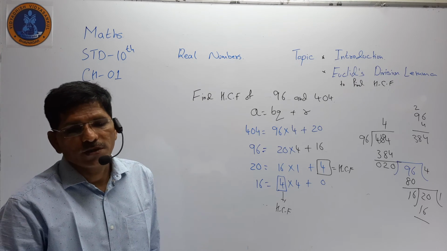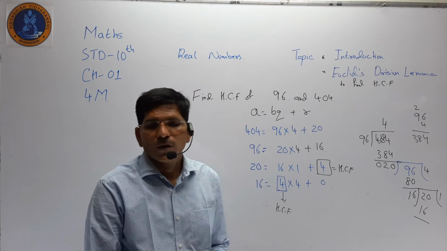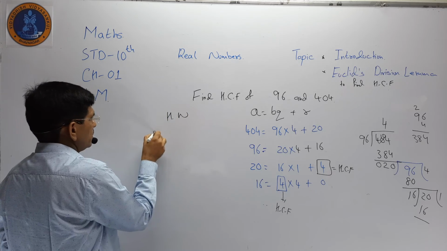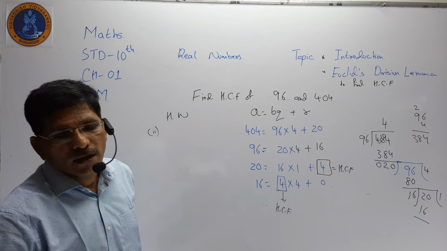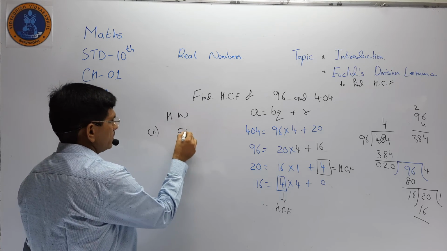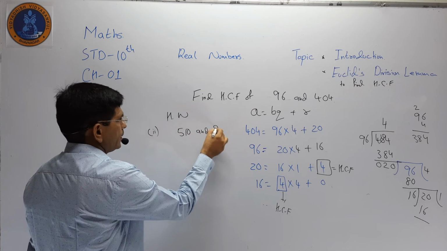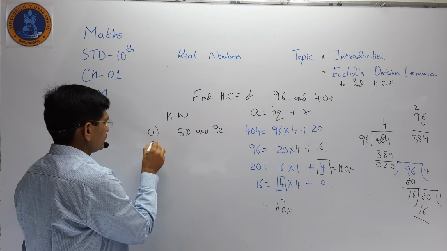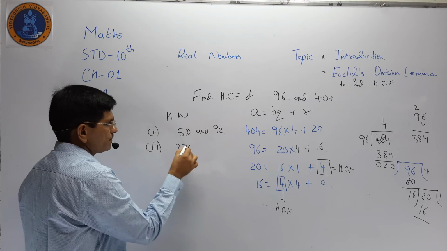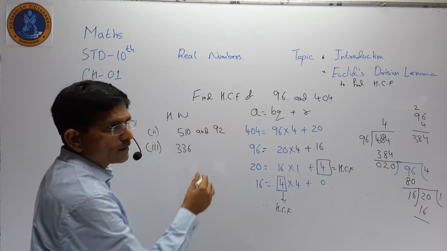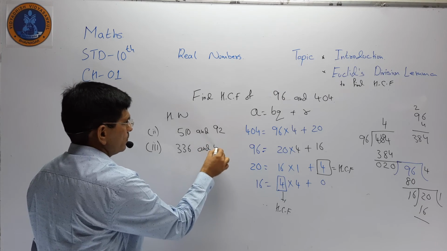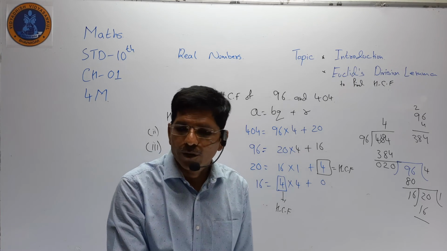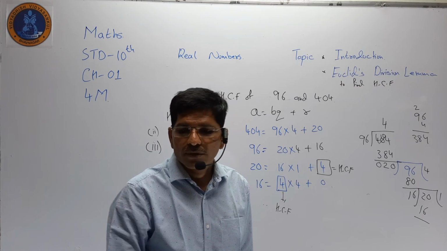510 and 92, 336 and 54. So you have to do that in homework. So your homework is, always go through it: 510 and 92, 336 and 54. The first sum I have completed, one sum. You have to find out all the other sums.